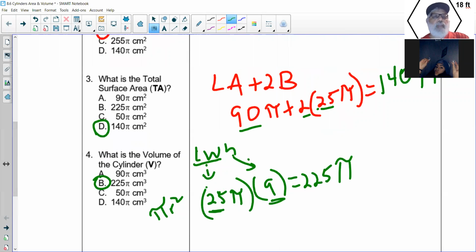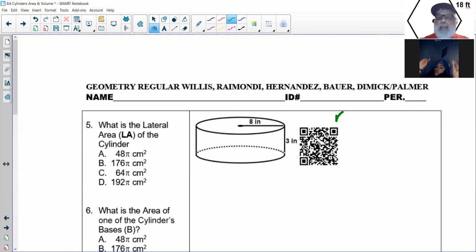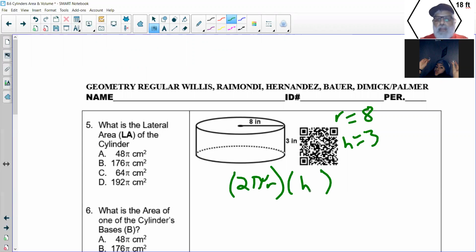So that's how the next one's going to be. So I got to know what my radius is. The radius is 8. I got to know what my height is. It is 3. Now you're ready to find like everything. So to get my lateral area, going to be the circumference times the height. And I just got to plug in.